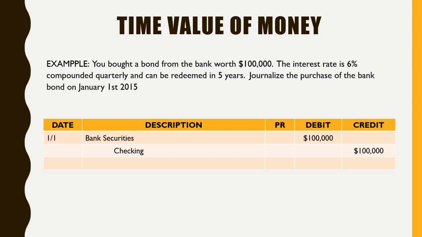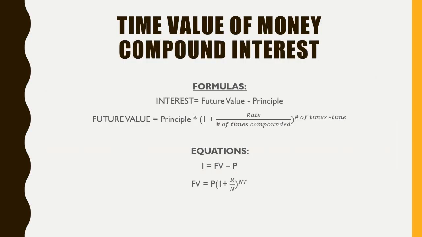We're being compounded quarterly. So again, we take a look at our formula. This is what it is. Your compound interest is going to be interest is equal to future value minus principal. But how do you solve for your future value? Your future value is going to be your principal times parentheses 1 plus your rate over the number of times compounded, parentheses, up to the power of your number of times compounded times time.